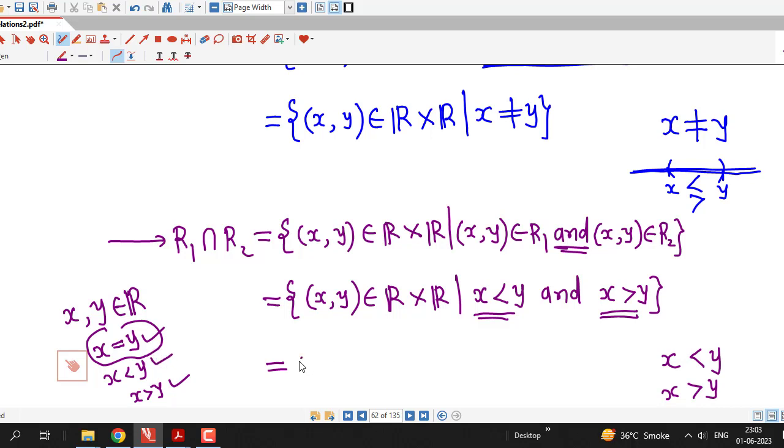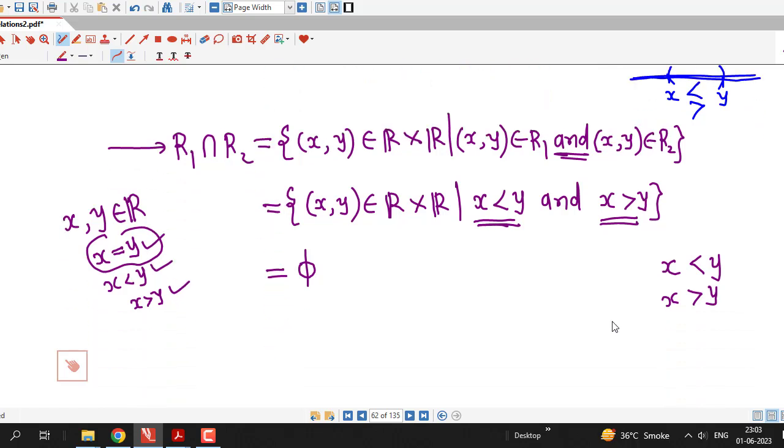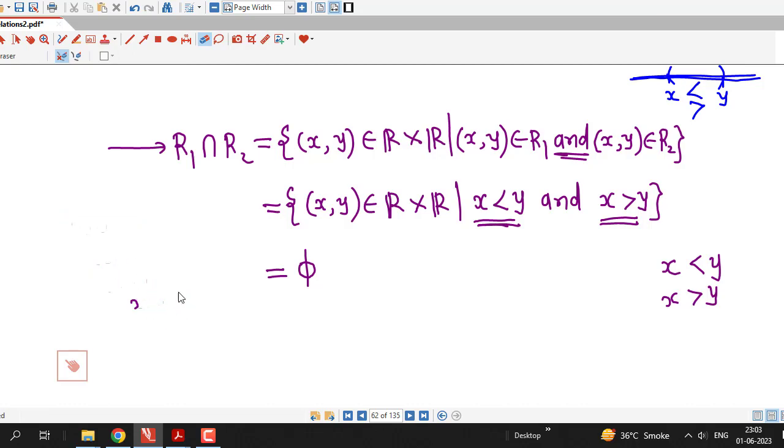That is, there is no ordered pair xy which satisfies both the conditions, x is less than y as well as x is greater than y. Therefore, their intersection is the empty set. R1 intersection R2 is the empty set.